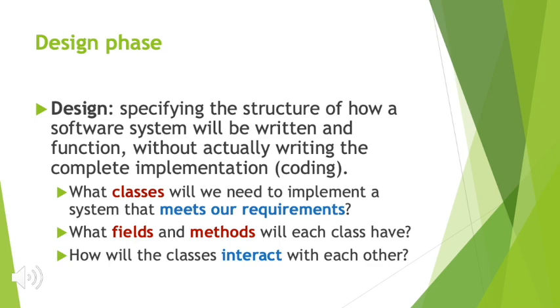So you don't have to write the complete implementation, the program, but what you have to do is know what classes we will need to implement a system that meets the requirements, and what fields and methods each class will have, and how the classes will interact with each other. All these details you have to do in the design phase, and this is when the UML diagram, the class diagram, will be really useful.